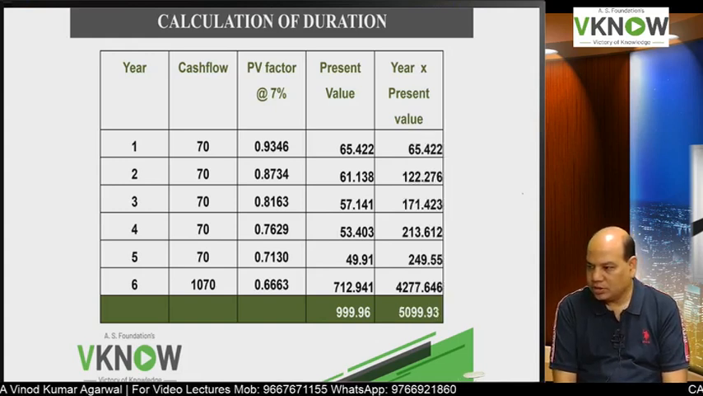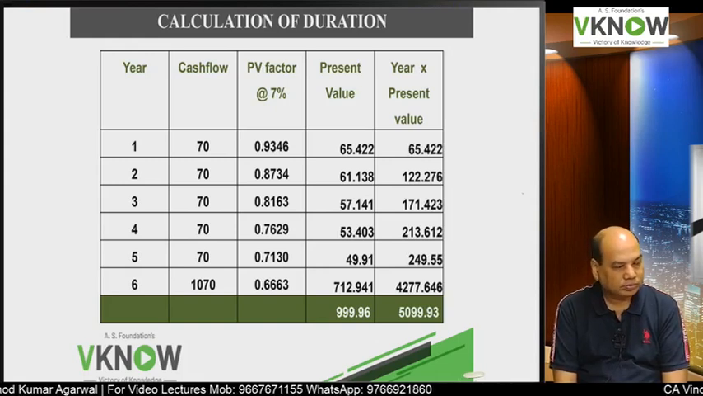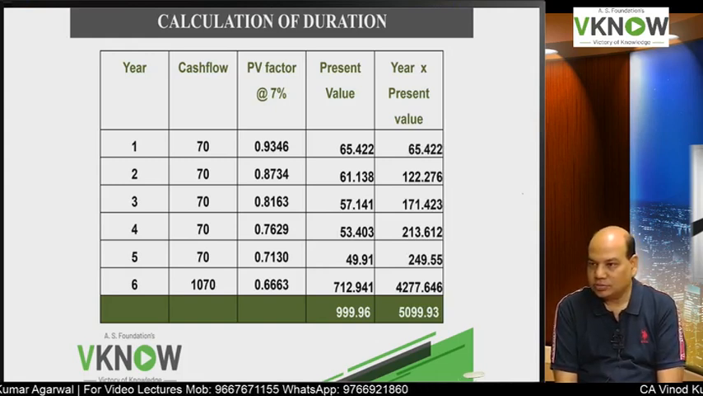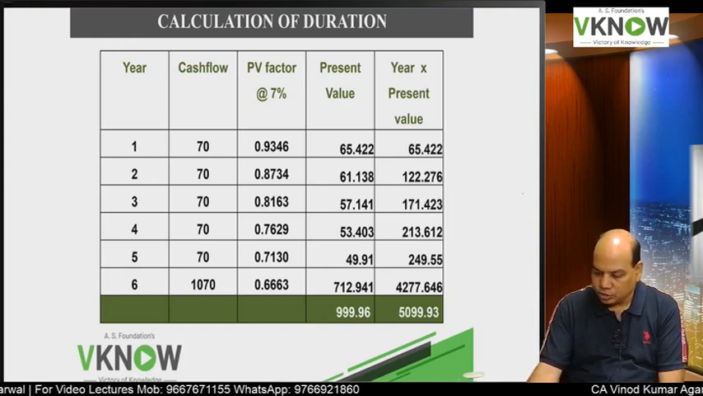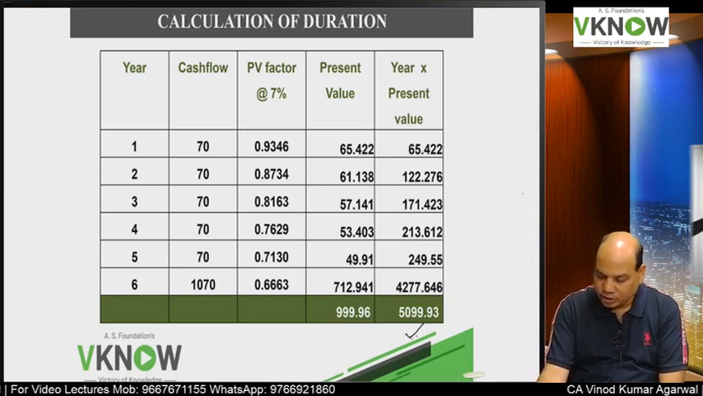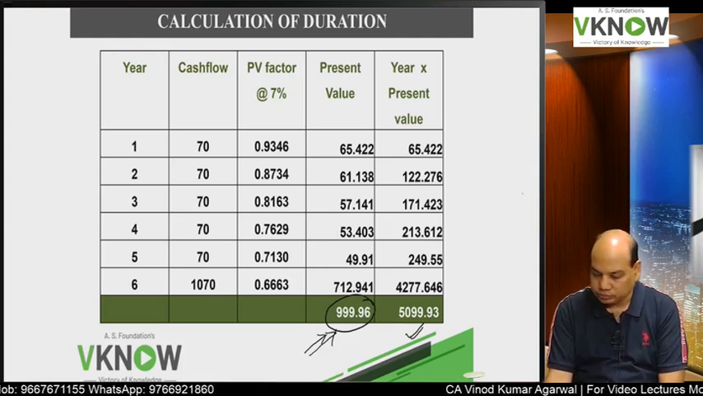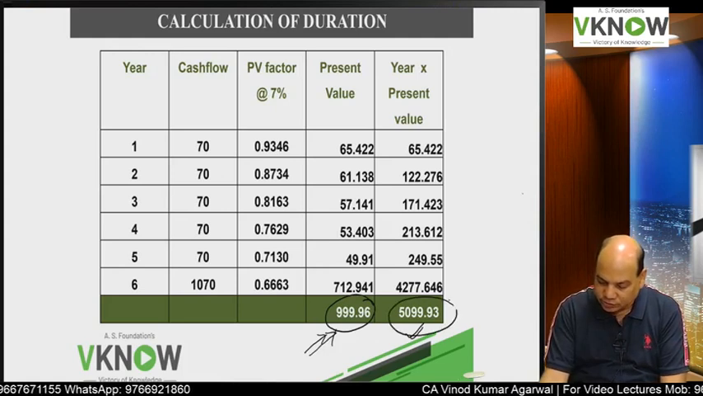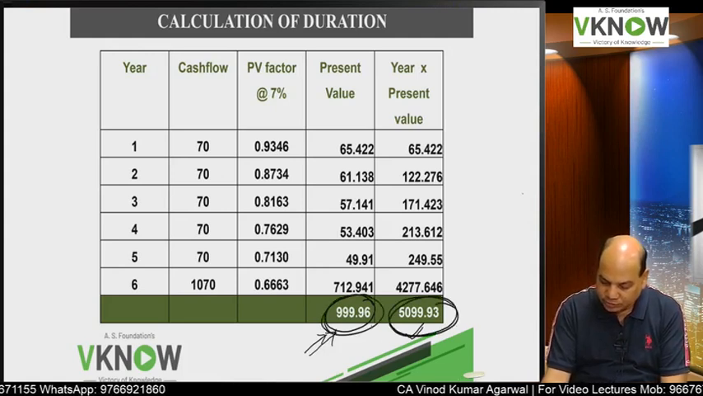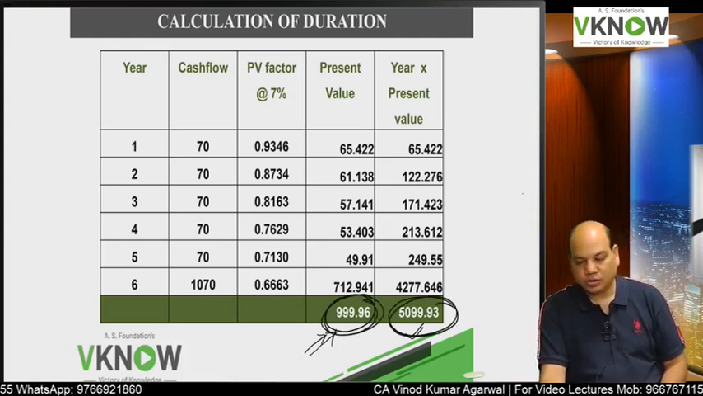Check the answer. Is it right? Please reply. Is it right? Yes or no? So total of the last column, note down 5099.93, and this should be approximately 1000 because coupon rate and discount rate are same. 5099.93. This divide by this will give you duration.